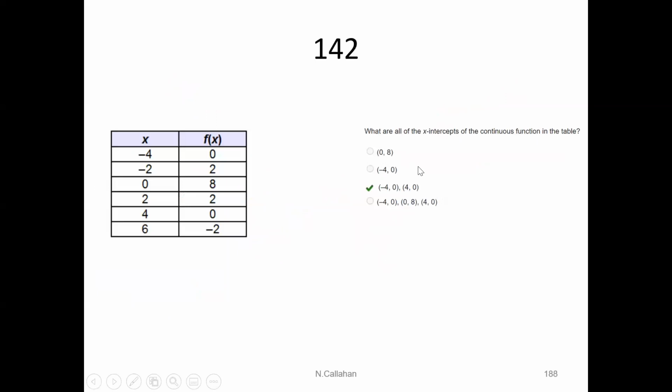All right, let's take a look at number 142. What are the x-intercepts? When you're looking for the x-intercept, y is equal to 0 of this continuous function. So when you have points like this, you have to have a 0 right here. Well, that doesn't have a 0 in the y value because it's always x, y. This one could be it. This one could be it. This one is not it. So it's either B or C.